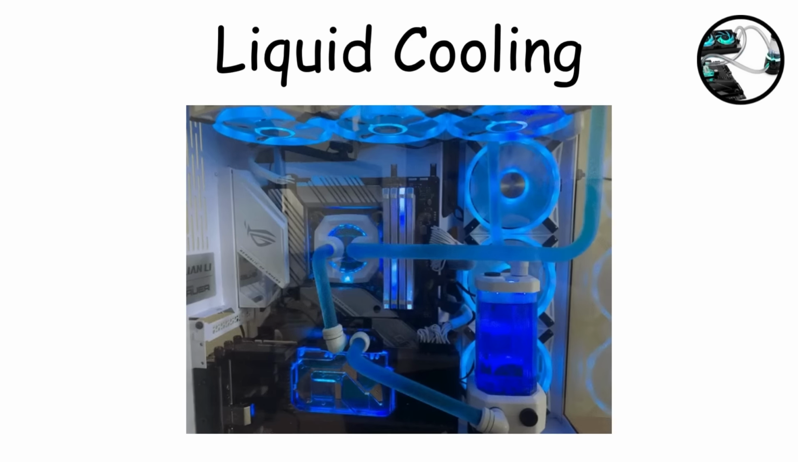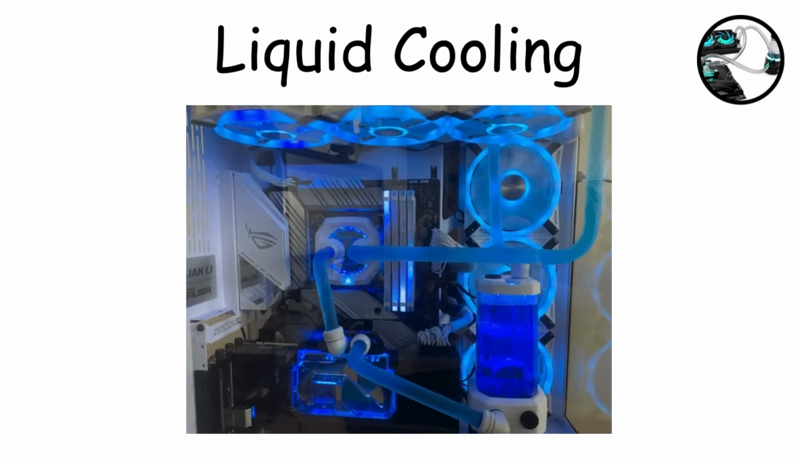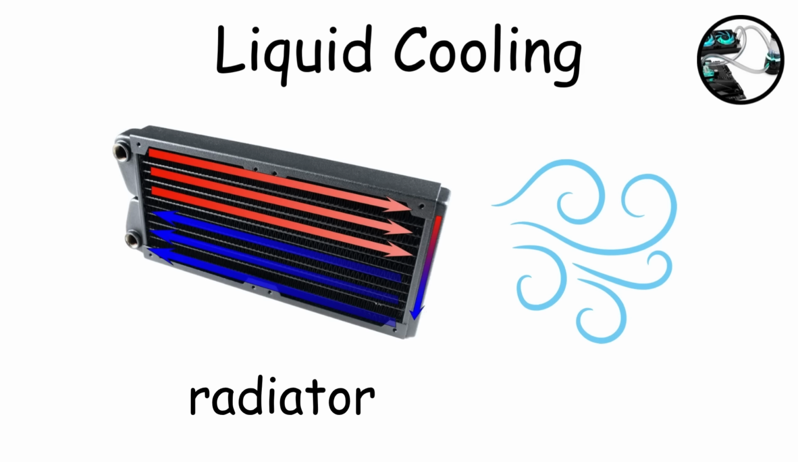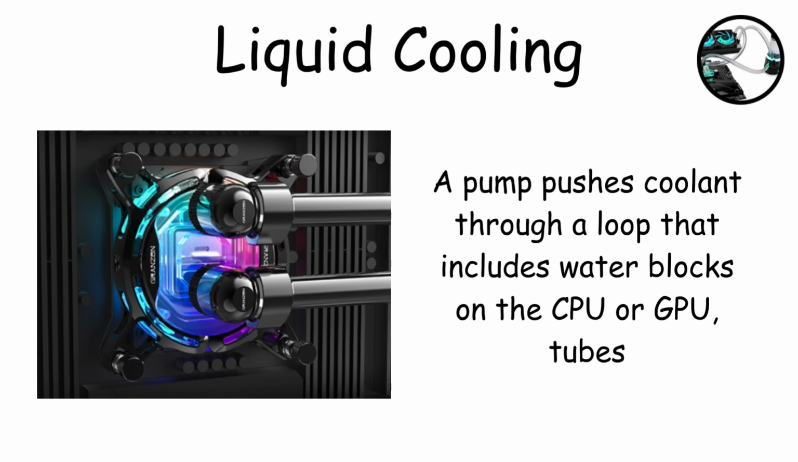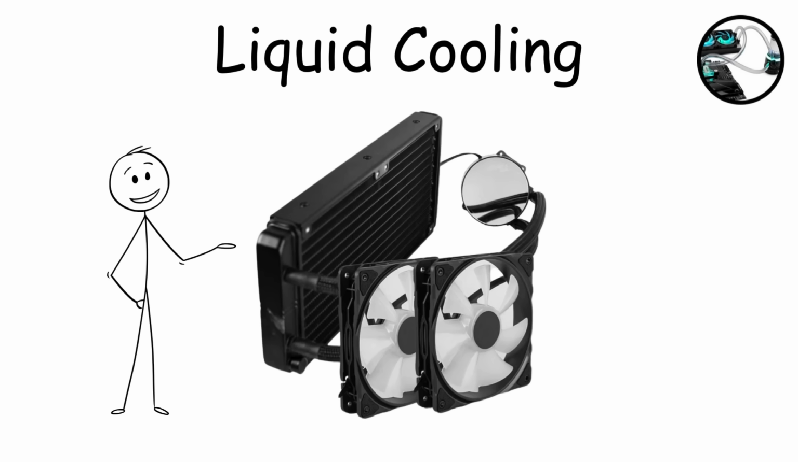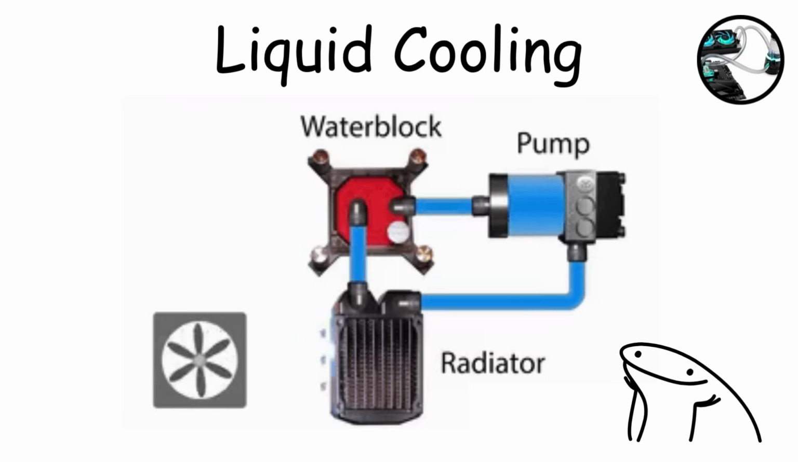Liquid cooling. This method uses liquid to absorb heat from components and move it to a radiator, where it's released into the air. A pump pushes coolant through a loop that includes water blocks on the CPU or GPU, tubes, and a radiator with one or more fans. The liquid draws heat away more efficiently than air, making it ideal for high-performance or overclocked PCs.